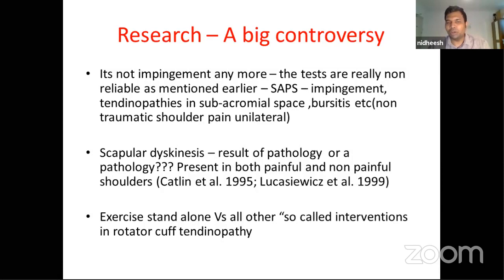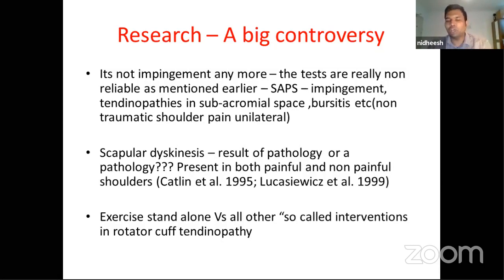And the clinical world now categorizes everything, like impingement, tendinopathy, subacromial pain, bursitis, and non-traumatic unilateral shoulder pain, all together as SAPS. SAPS is nothing but subacromial pain syndrome.